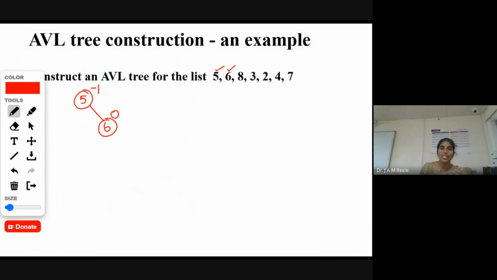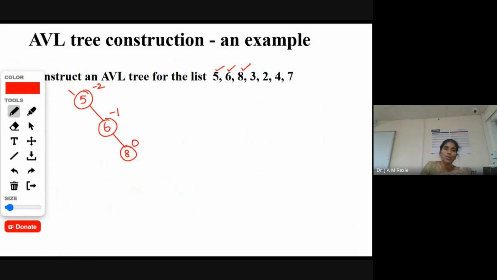6 is inserted. Next I'm having 8. 8 is greater than 6, so it is inserted as the right child of 6. Now for 8, the balance factor is 0, and for 6, the balance factor will be -1, and for 5, left side 0 levels and right side 2 levels. Hence 0 minus 2, the balance factor will be -2. So now the balance factor is becoming -2. So this is the pivot node.